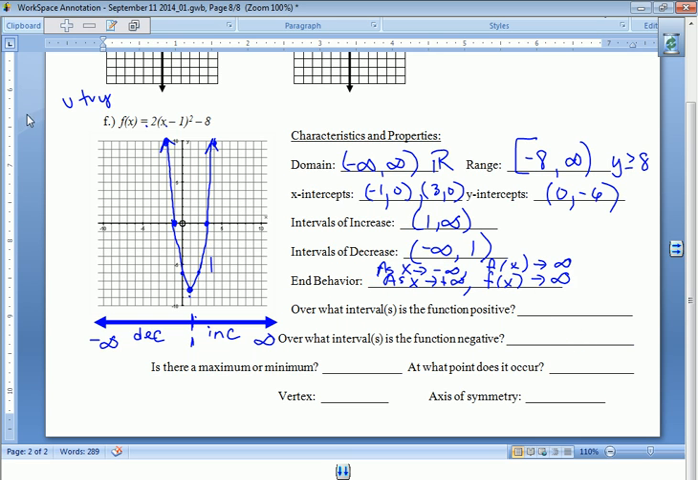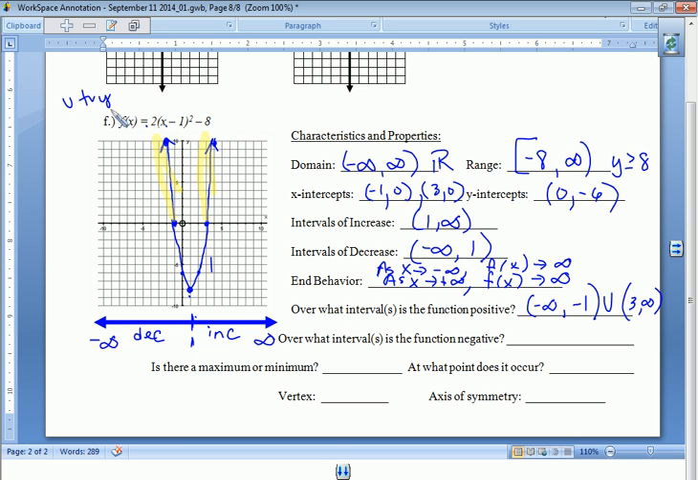Over what intervals is the function positive? Well, this is easy. It's positive right here, and it's positive right there, above the x-axis. So this is positive from negative infinity to -1, and then again from 3 to infinity. And we'll use the union symbol, meaning put them together. See if you can do the negative. Sure. Okay.